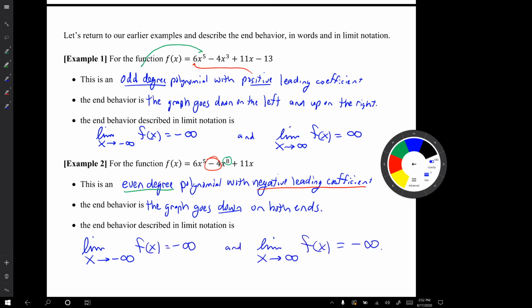So the limit as x goes to negative infinity of f of x is negative infinity. That is, the left end of the graph goes down. And the limit as x goes to plus infinity of f of x is also negative infinity. That is, the right end of the graph also goes down.